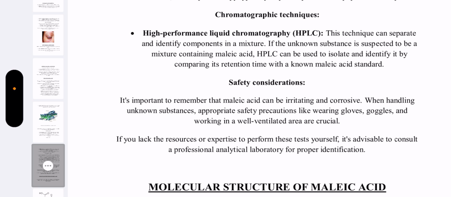Safety consideration. It is important to remember that malic acid can be irritating and corrosive while handling an unknown substance. Applying safety precautions like wearing gloves, goggles, and working in a well-ventilated area is crucial. If you lack the resources or expertise to perform tests yourself, it is advisable to consult a professional laboratory for proper identification.